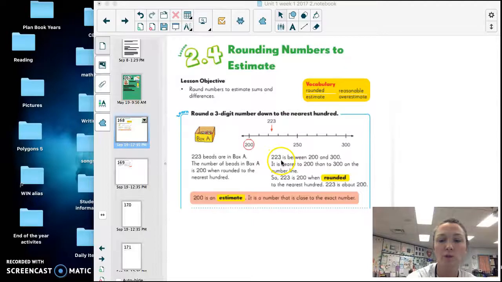So 223 is between 200 and 300, and it is nearer to 200 than to 300 on a number line. So we say 223 is 200 when rounded to the nearest hundred. And 223 is about 200. You can use that language when you estimate. So 200 is an estimate. It is a number that is close to the exact number, which was 223.